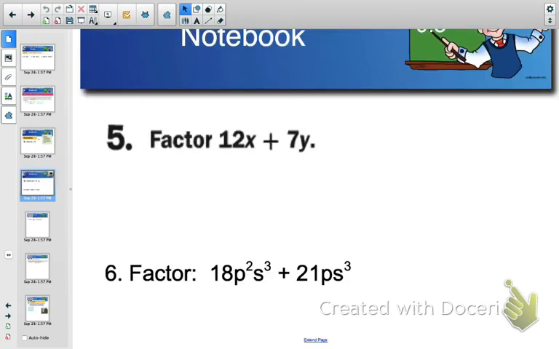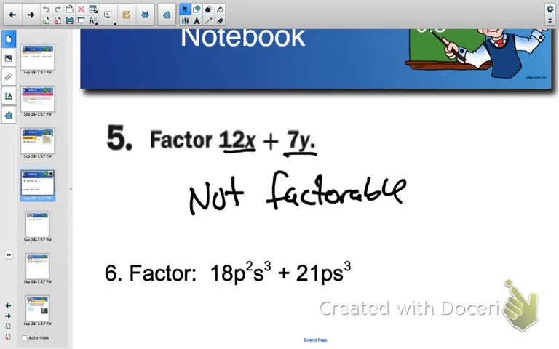Okay, a couple more. Number 5. So what's the GCF between 12x and 7y? Well, 7 and 12 don't have anything in common. Neither do x and y. So actually this one is not factorable. Okay, next.